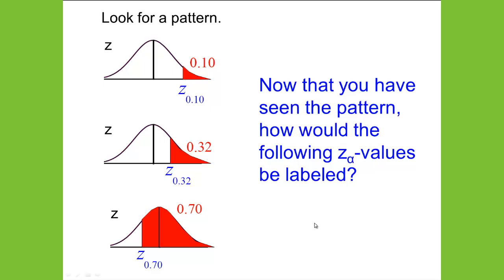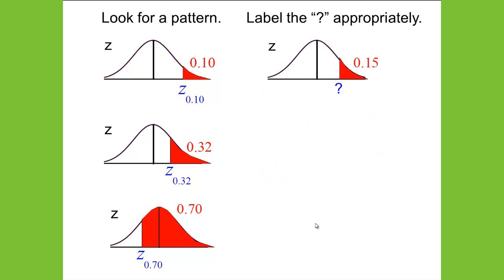How would you label the following Z sub alpha values? Think a minute of the picture that you have here. A normal curve with 0.15 shaded to the right. What should the Z value be? That is Z sub 0.15. We have a curve with 0.45 shaded to the right, and that is Z sub 0.45.